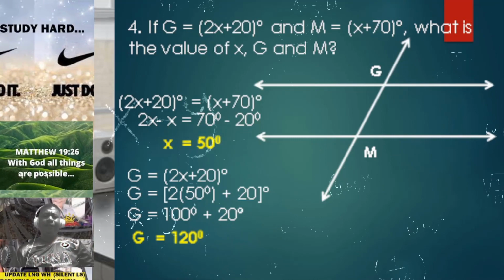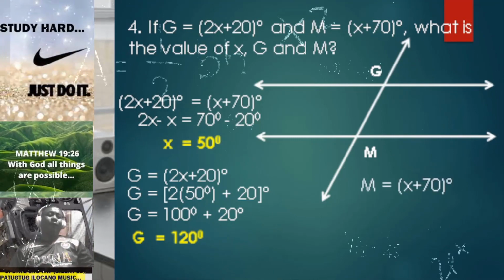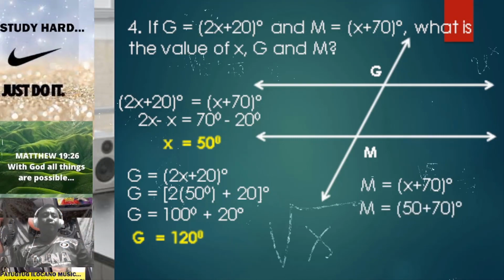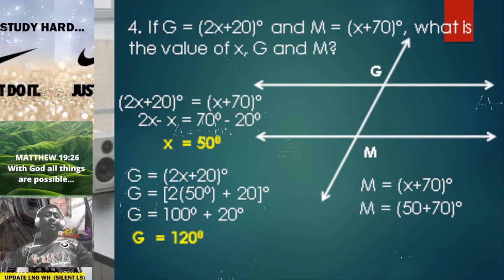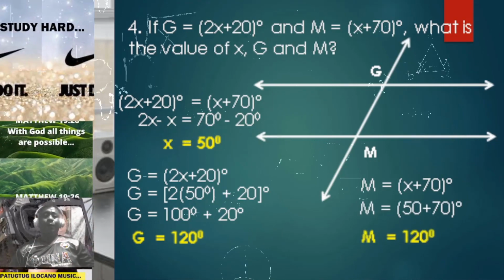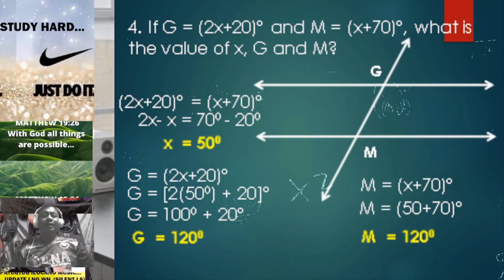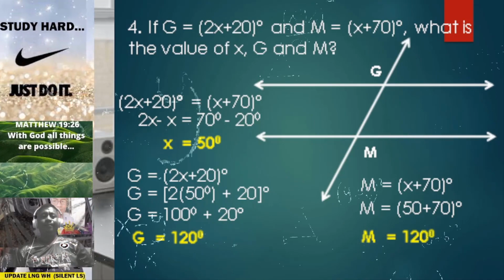Substituting again the value of x, which is 50 degrees, to the measure of M, which is equal to x plus 70 degrees, we have 50 plus 70 quantity degrees is simply equal to 120 degrees. As you can see, the measure of angle G and M are congruent.